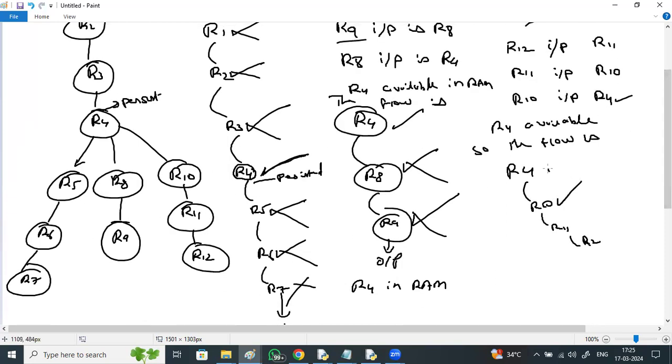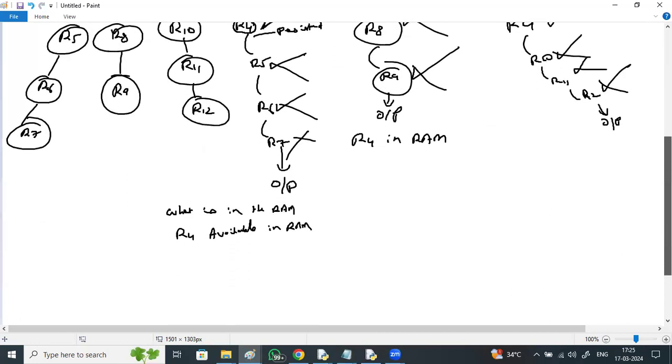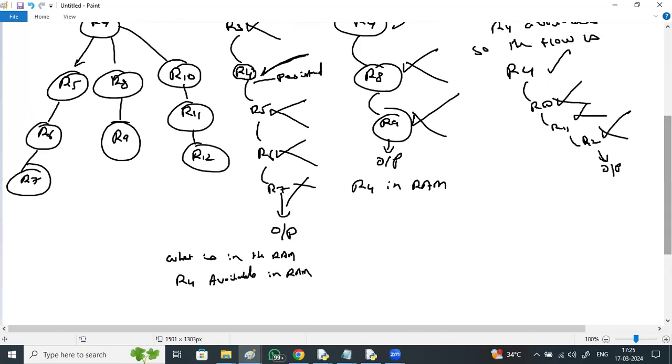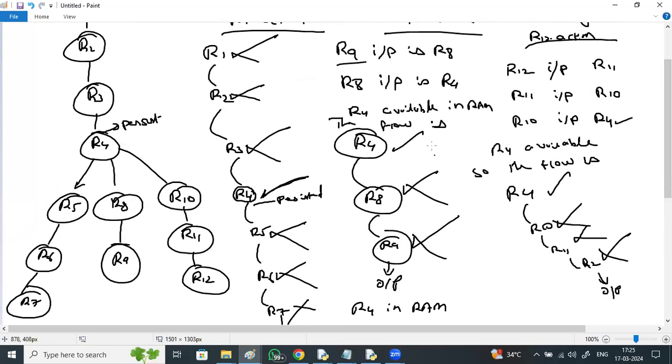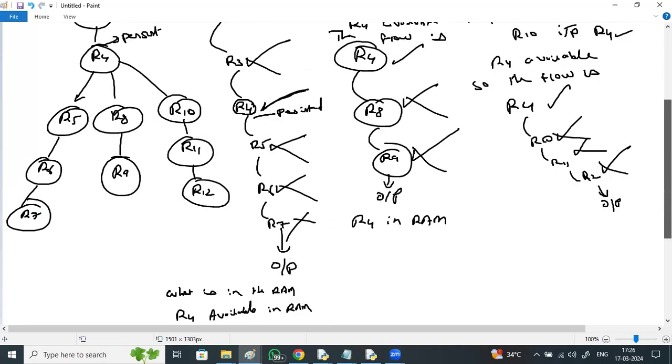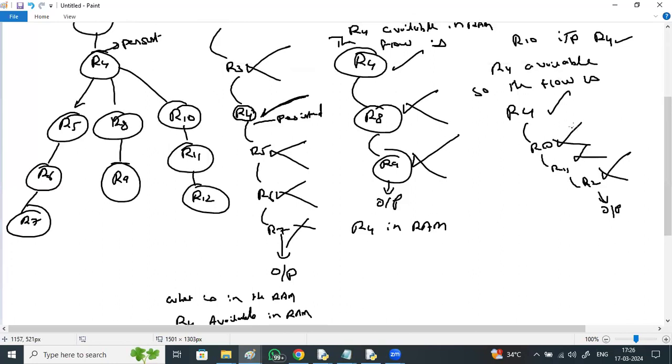Once this execution is completed, this gets removed. Once this is done, this gets removed. Once the output is collected. So in all the 3 flows, R4 is in the RAM. There's no need to execute from the starting in flow 2 and flow 3. They are not executing from the starting. They are not re-executing. As R4 is available in the RAM, they are making use of that R4 output and computing the remaining flow, right? Instead of re-executing them again.